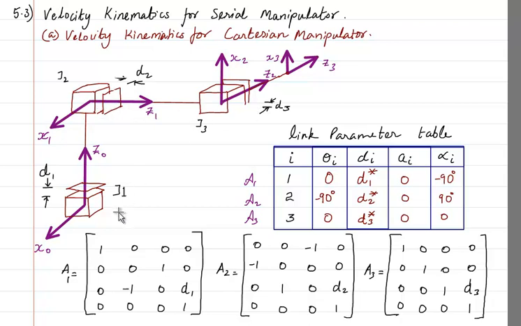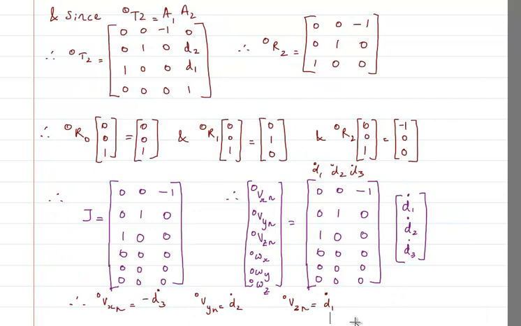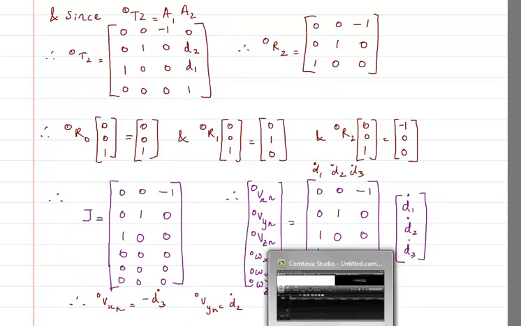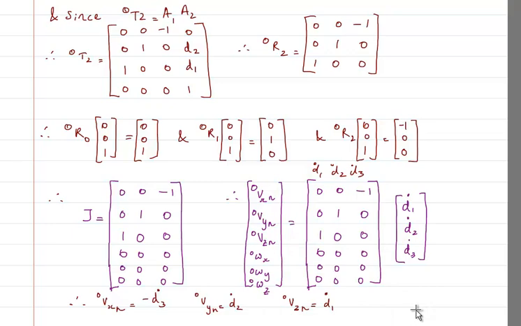Similarly here, according to the base frame, z0 is in this direction. The velocity of d1 will decide what is going to be the z direction velocity of the end effector. Similarly, the y-axis will come in this direction, which is basically because of d3. So not d3, d2. The velocity of d2 will determine what is going to be the velocity of the end effector in y direction, and that is what we have actually got as the answer here. So we directly get the velocity kinematics of the end effector.